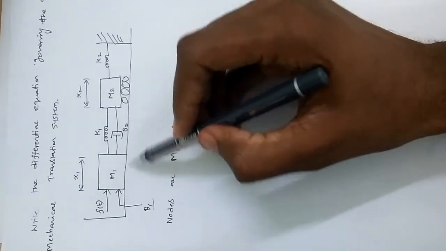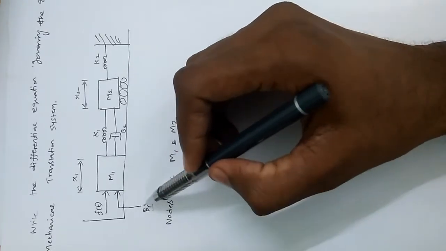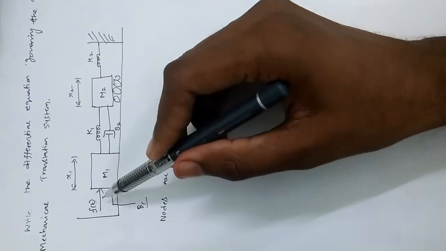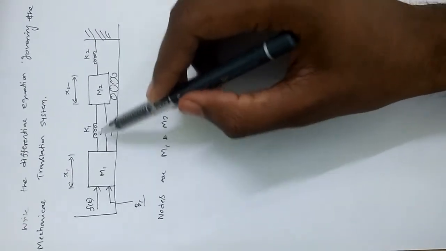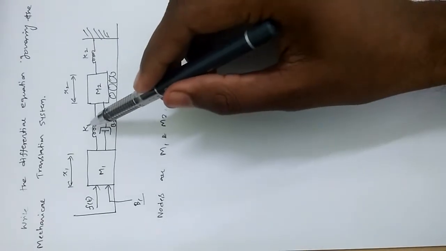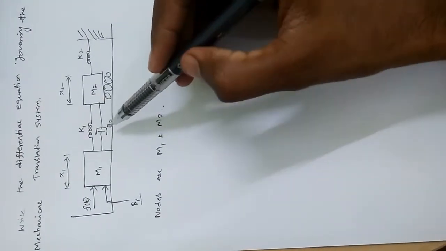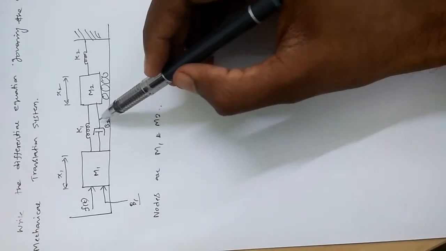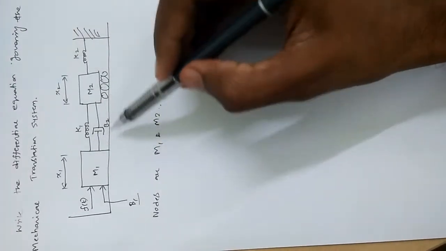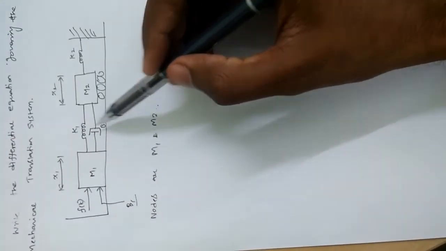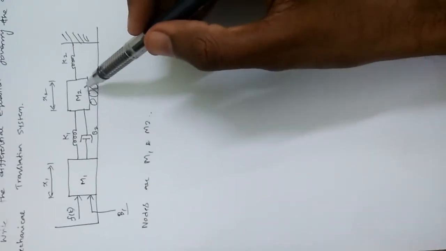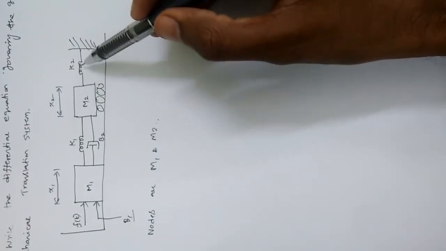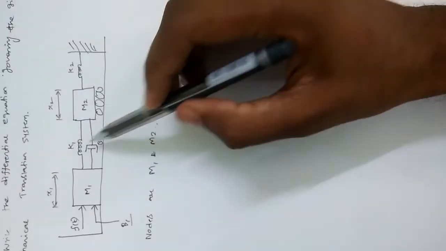See, in node m1, on this side, there are two elements attached. One is b1 and there is the applied force f of t, and on this side of m1 you have two elements attached. So k1 is a spring and b2 is a dashpot. This spring and dashpot are situated between m1 and m2. So these two elements are known as common elements according to this problem. They are common. And in m2 there is only one element attached on this side. So this is a spring, and on this side you have two elements.